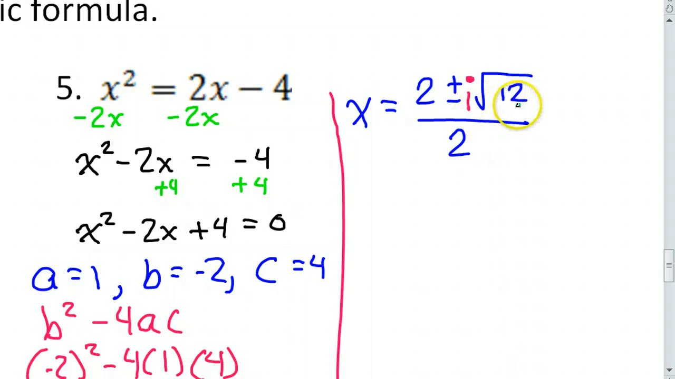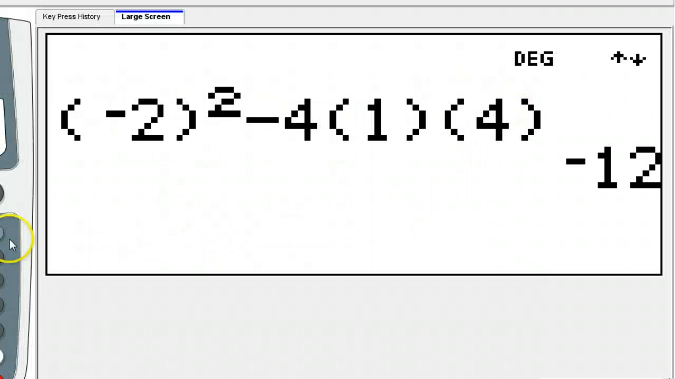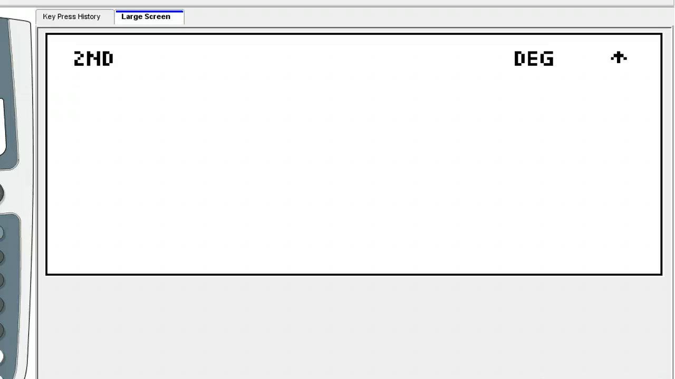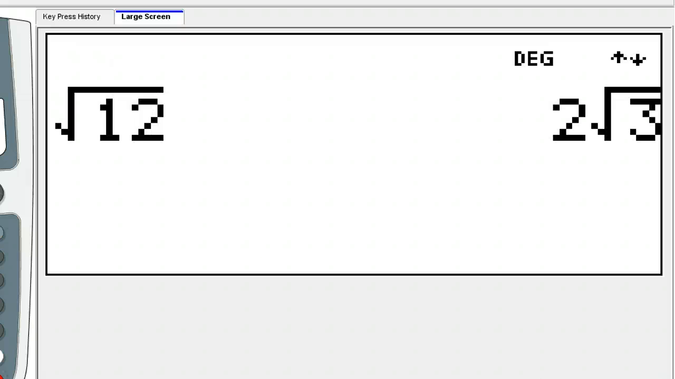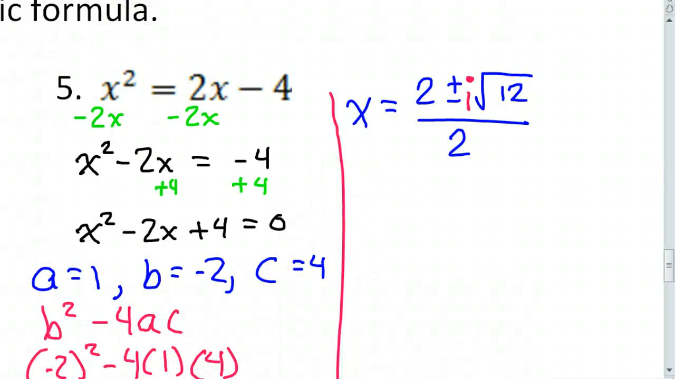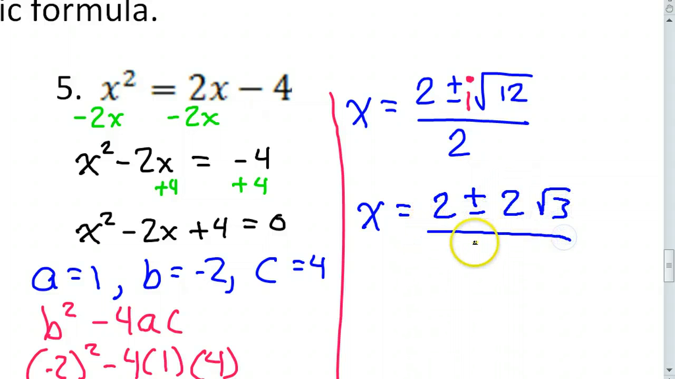Alright, now I can just simplify the square root of 12. You should be able to do this in your head, but in case you still can't, it's 2 radical 3. Okay, so that means we have x equals 2 plus or minus 2 radical 3 over 2. Now don't forget about that i. It's not going anywhere. Where does it go? When you have a number and a radical, it goes in between.